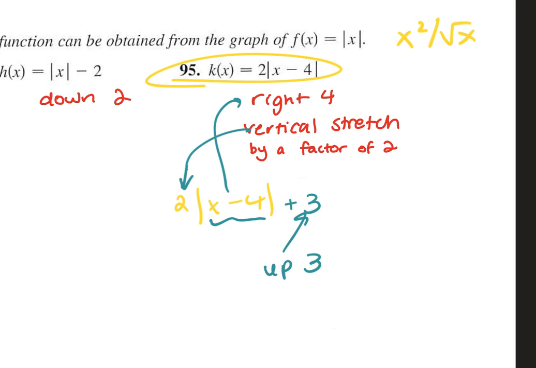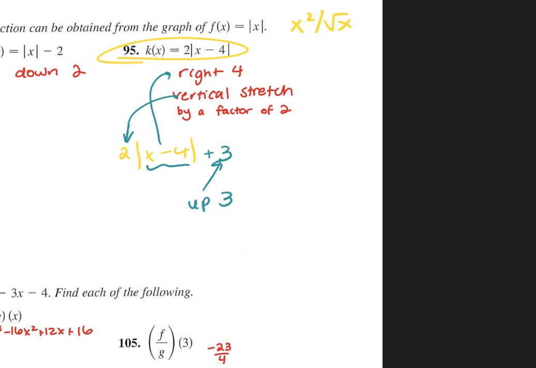Anything less than 1 is a stretch, you said? It's a vertical shrink. So if that said 1/2 absolute value of x minus 2, let's say, this is a vertical shrink or compression. And then anything above 1? Yep. And you ignore the plus and minus sign. The plus and minus sign does your reflection. It has nothing to do with your vertical stretch or shrink.